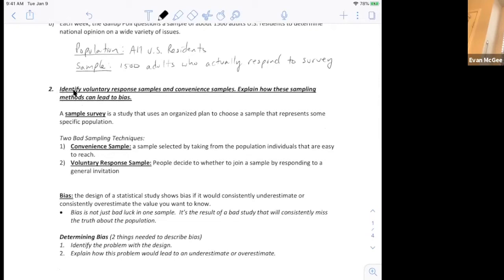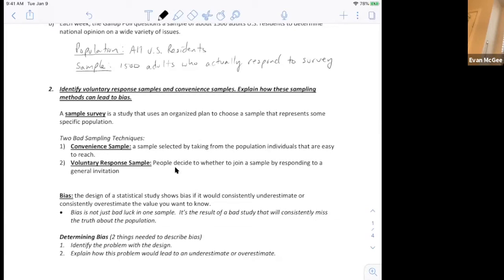The second objective is to identify what's called voluntary response and convenience samples and explain how they might lead to bias. A sample survey is when we have an actual organized plan to collect information from a sample. Two bad sampling techniques are called convenience and voluntary response samples. A convenience sample is a sample selected by taking from the population individuals that are easy to reach. It's convenient. And a voluntary response sample is when people decide whether to join a sample by responding to a general invitation.